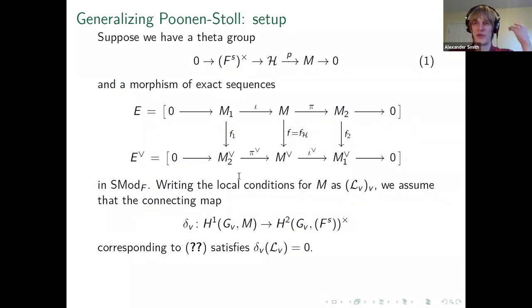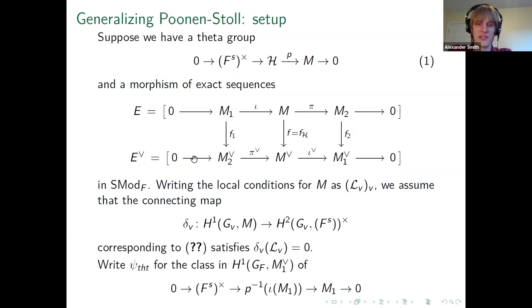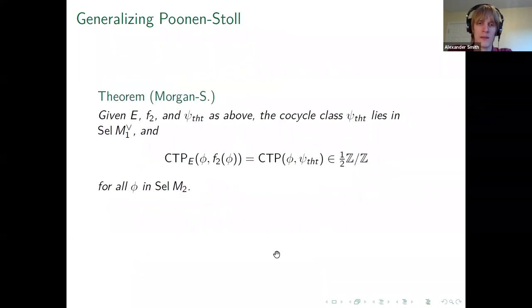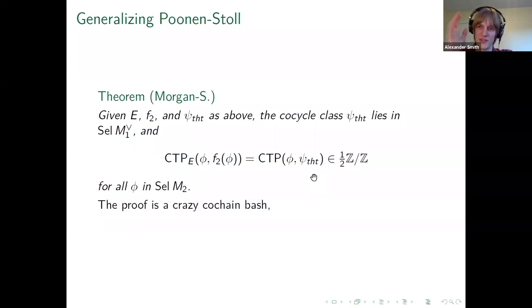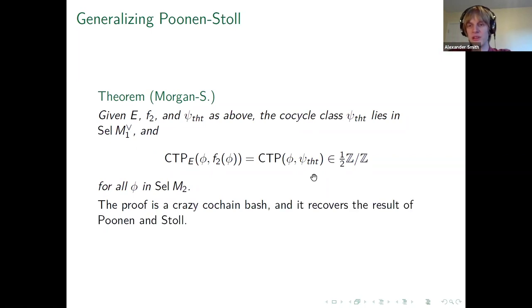We have some notion of when LVV are acceptable for our theta group, given from non-abelian cohomology. But assuming this is the case, we can define a theta class pretty much as before. And what we find is that the Cassels-Tate pairing's diagonal elements are also given by the Cassels-Tate pairing with this theta class. And since we didn't have geometry, the proof is just a horrifying cochain bash, but it does recover the result of Poonen and Stoll.